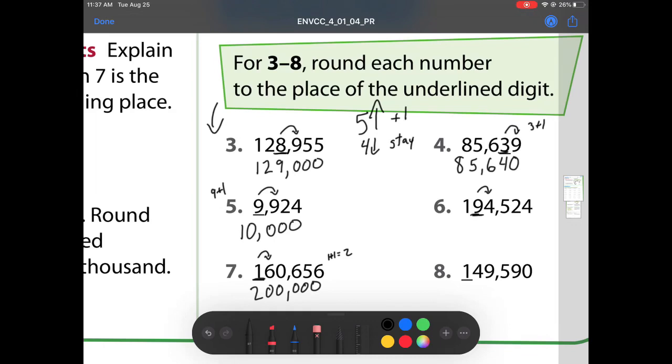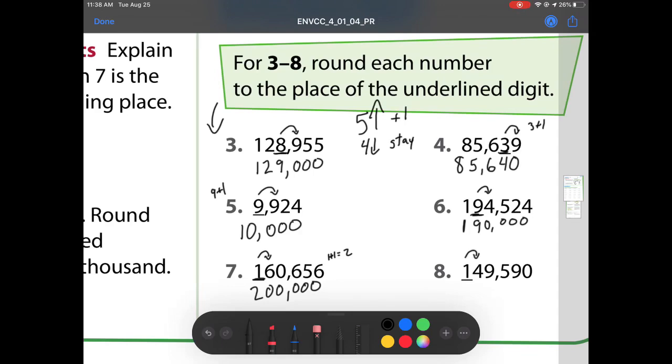For number 6, we underline our place value, look to the right. 5 or more, we add one more. 4 or less, we let it rest, so it's going to stay the same. So this 9 is going to stay the same. Look to the right, put zeros in sight. So everything to the right becomes a 0. Everything to the left stays the same.